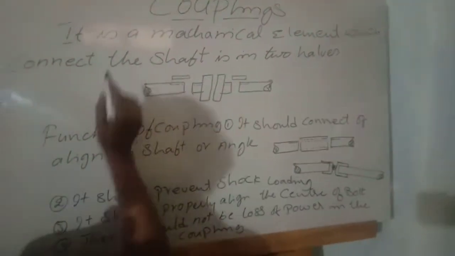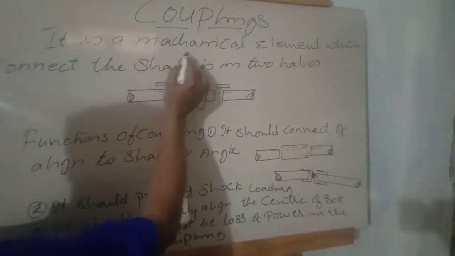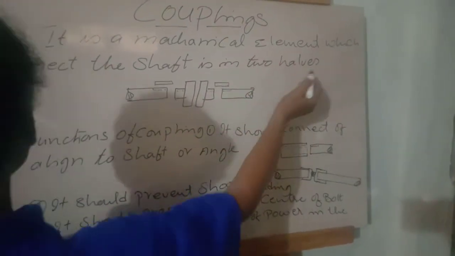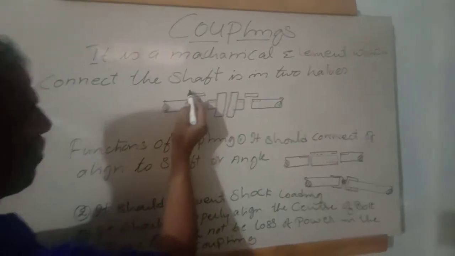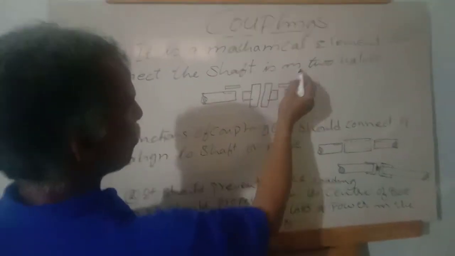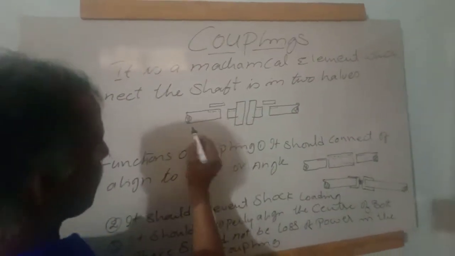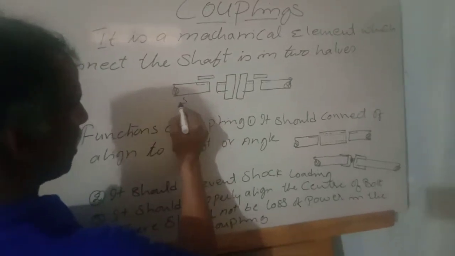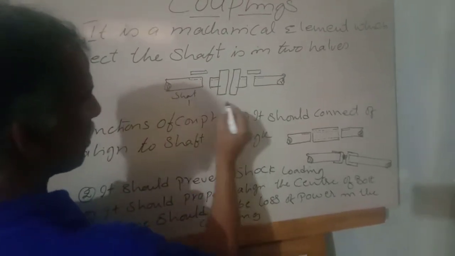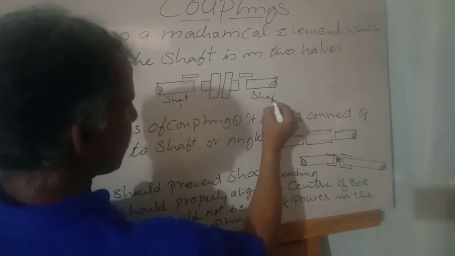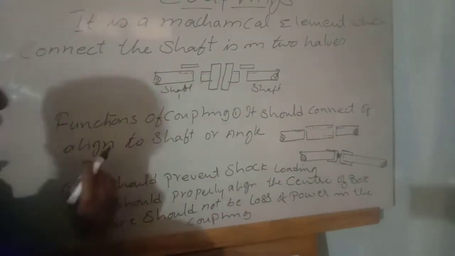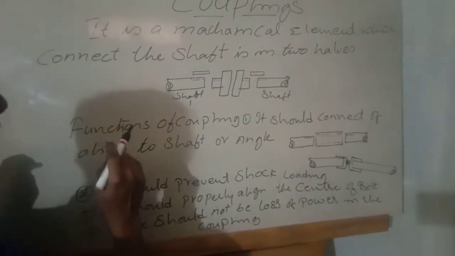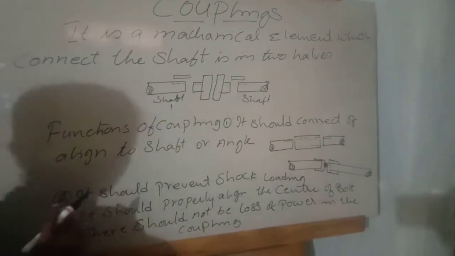Couplings. A coupling is a mechanical element which connects shafts in two halves. This is shaft 1, and this one is shaft 2. Sometimes in industries, big lengths of shafts will be there.